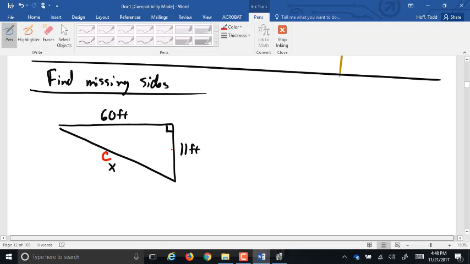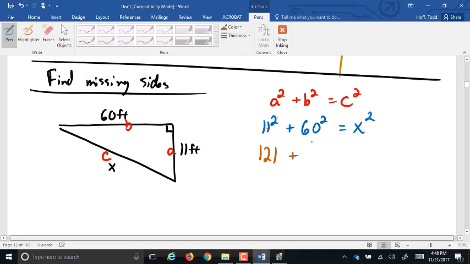A and B then can be either one of these. So A squared plus B squared equals C squared. We'll just fill in A is 11, so 11 squared. B is 60, so 60 squared equals C is X, so X squared. Then we do the powers. 11 squared is 121. 60 squared is 3,600 equals X squared.